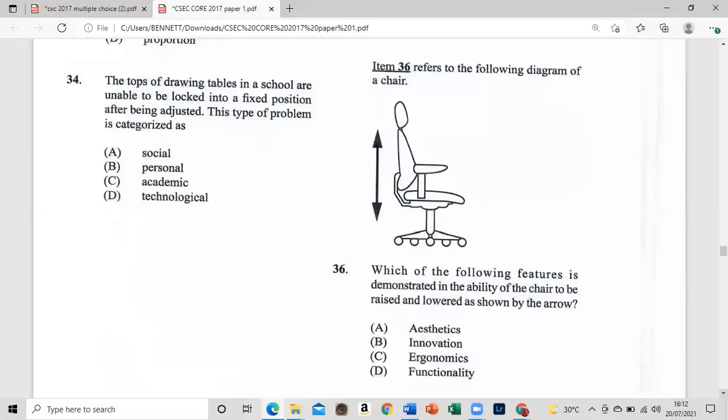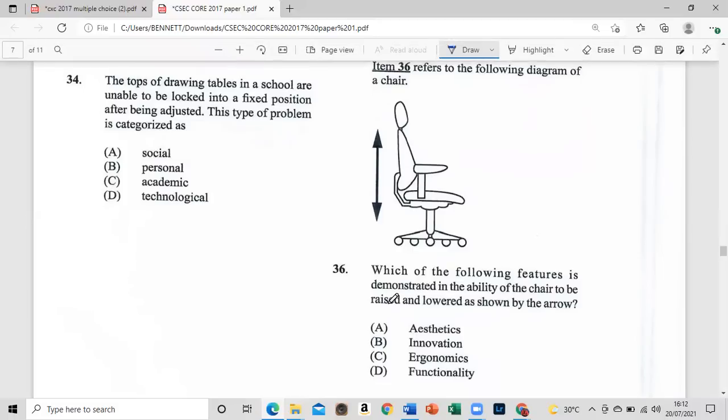So good. The tops of drawing tables in a school are unable to lock into a fixed position after being adjusted. This type of problem is categorized as: is it A, social, B, personal, C, academic, or D, technological? So definitely that one would be technological.